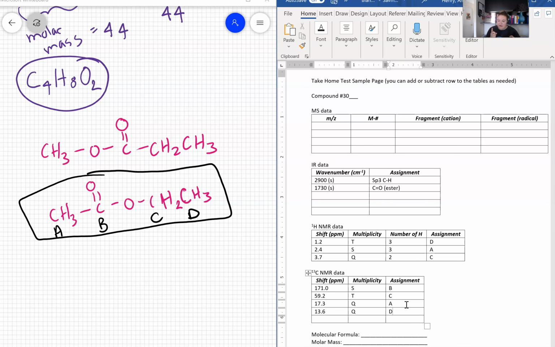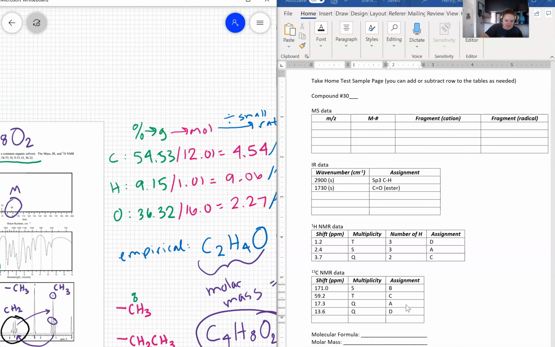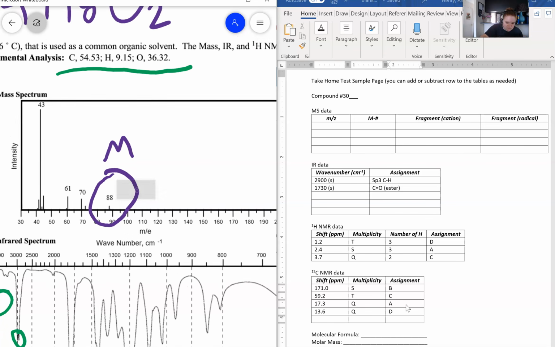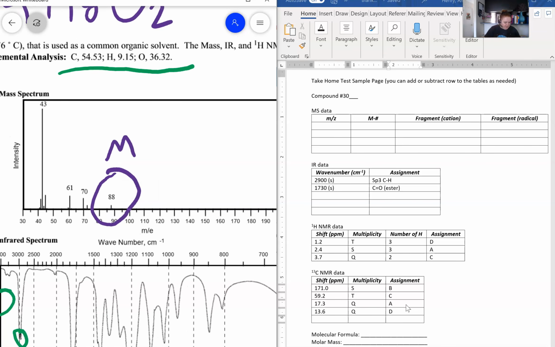So our IR table is done, our hydrogen NMR table is done, and our carbon NMR table is done. So that means we have our mass spec table left. So there's only 4 labeled peaks. So we have 88, 70, 61, and 43.